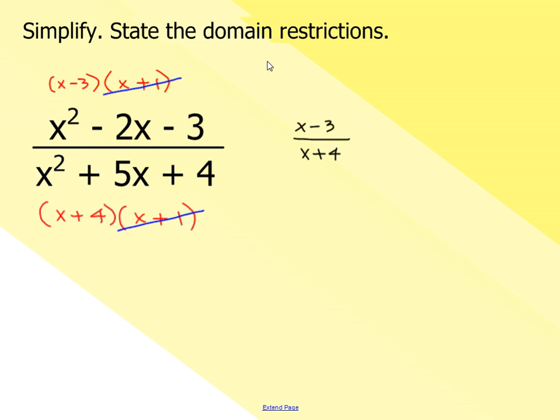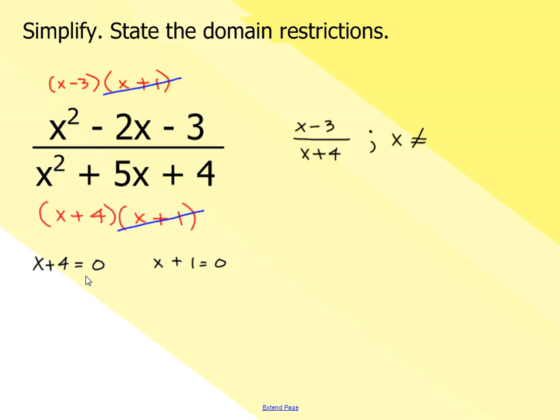Now I have to state my domain restrictions. Here I only have one variable, so I'm interested in what x is not allowed to be. The easiest place to figure out your domain restrictions is in your factored form. Remember, we want the original. We don't want the final simplified answer. So looking at the original, in my factored form, if you are trying to figure out what x is not allowed to be, set each one of your factors equal to 0 and solve for x, and that's what your domain restrictions are going to be.